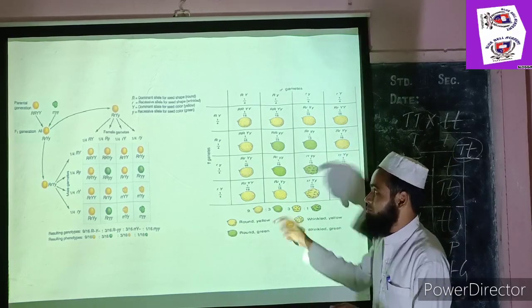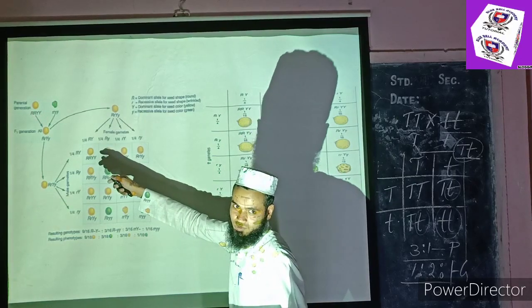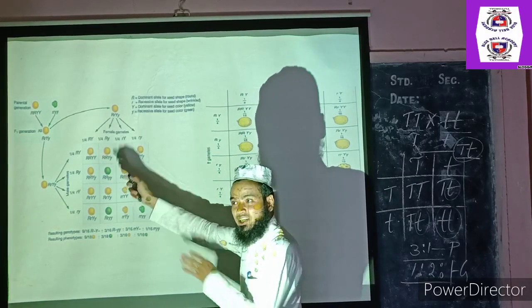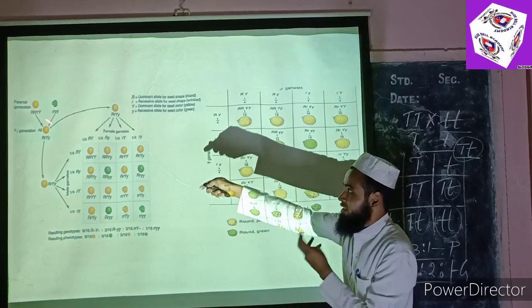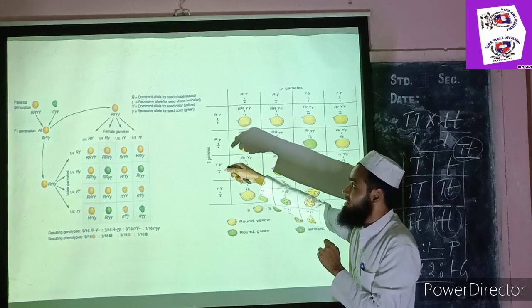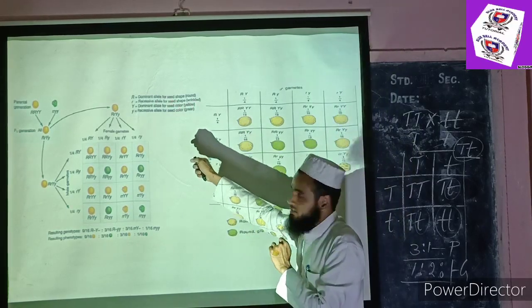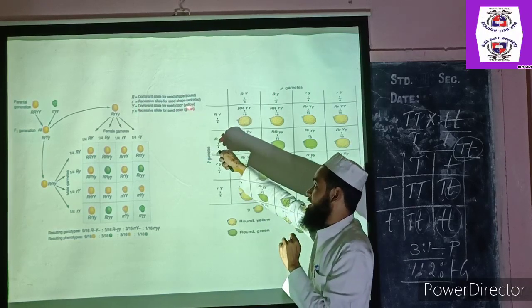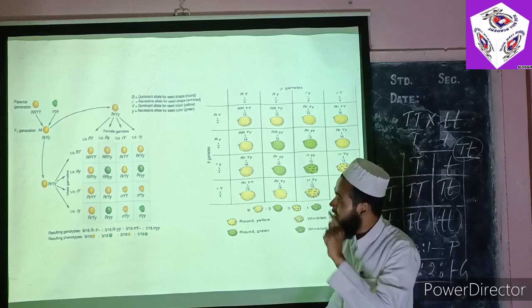Here, how many pairs are we taking? Two pairs. Round and yellow, round and wrinkled and the green. Two pairs we are taking. And capital R is controlling the round character, small r is controlling the wrinkled character, whereas the capital Y is controlling the yellow, small y is going to control the green character.